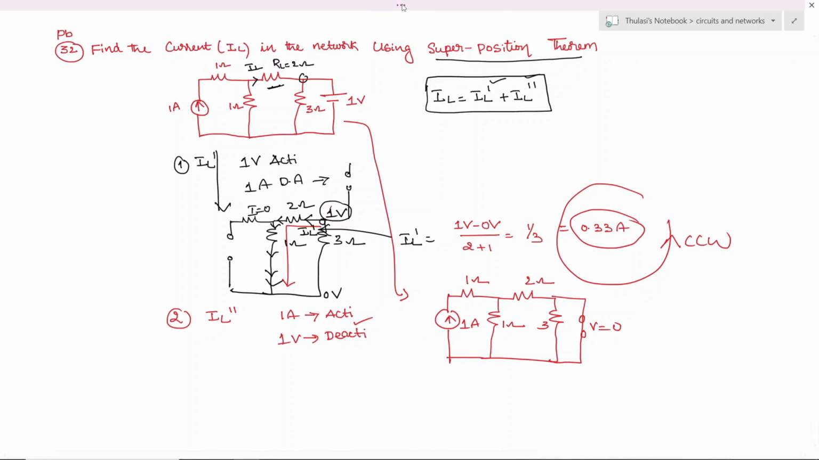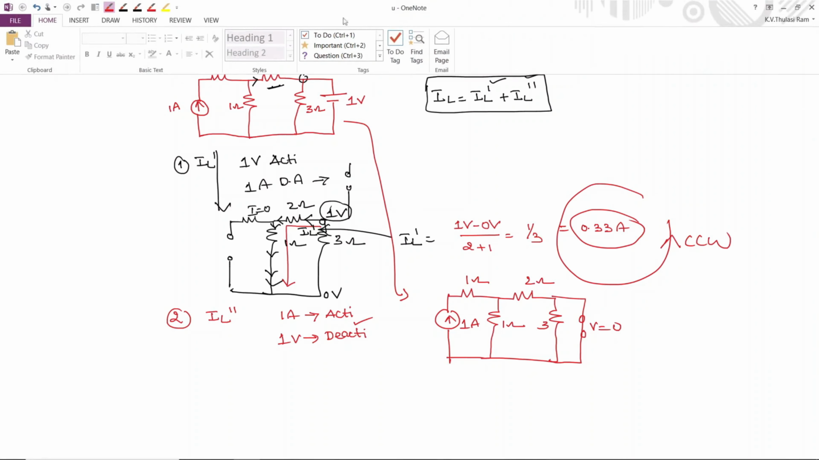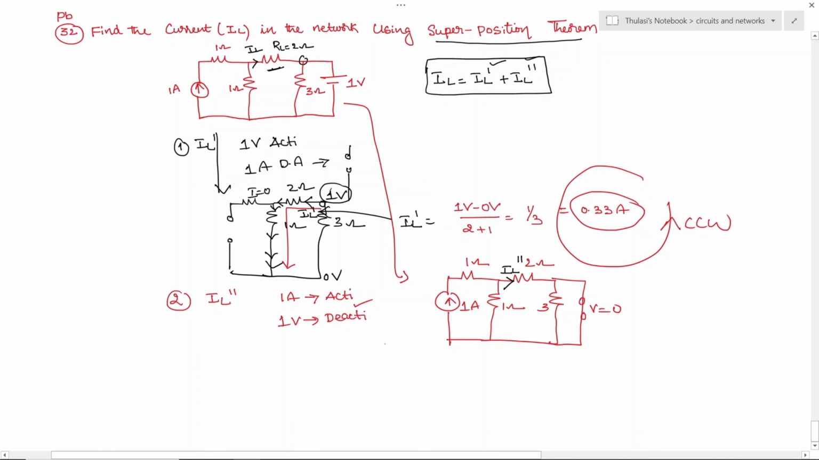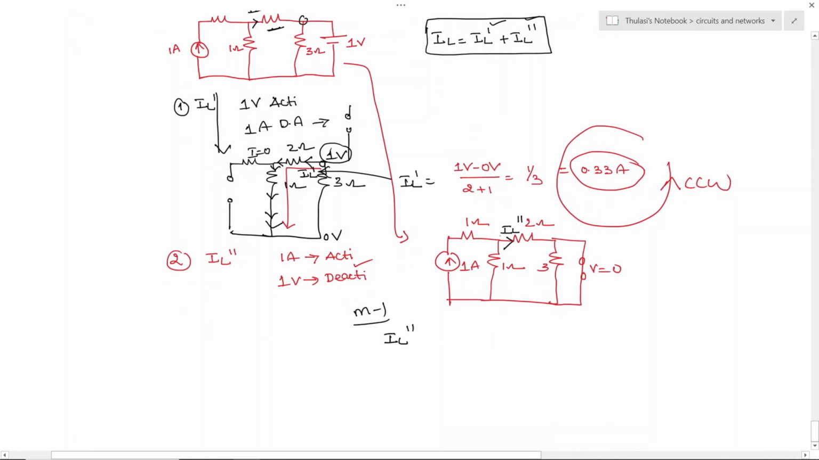And now we need to find out the current IL double dash, the current which is flowing in this direction. I'm going to find IL double dash by two methods. Method one is like this. I want the current in this branch. What is the total current? I'm going to solve this by using the current division rule. So IL double dash is equal to, total current is 1. So in this branch I require, what is the branch in parallel to this one?